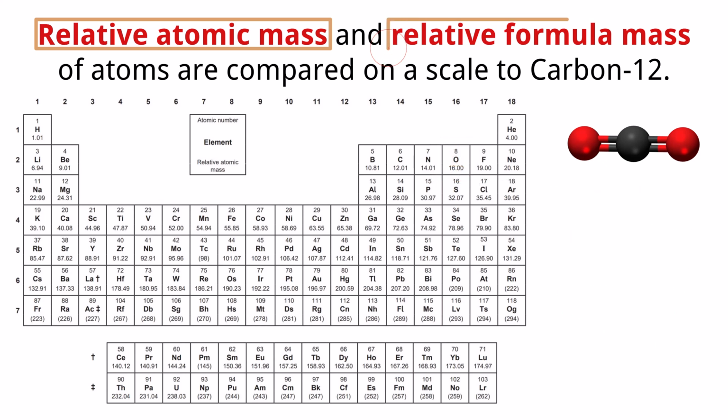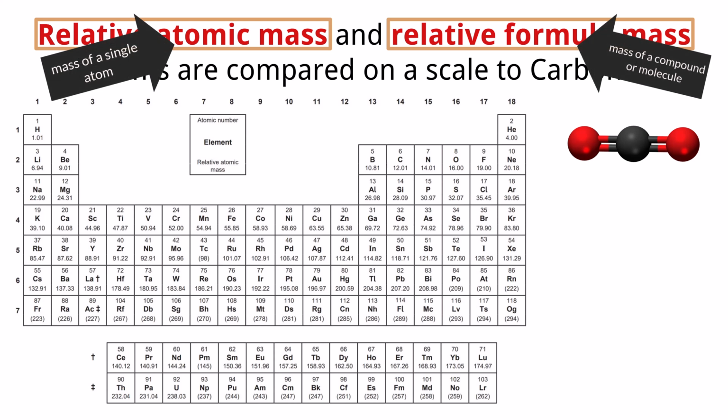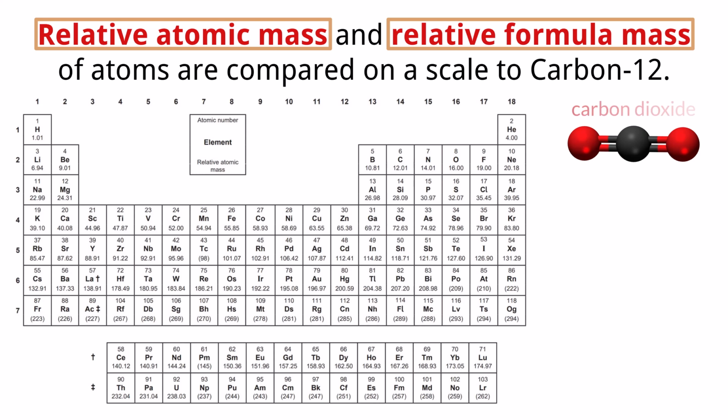So what about relative formula mass? This is the exact same concept as the relative atomic mass, except it is for a compound or molecule with a more complex formula than a singular atom. Take this carbon dioxide molecule, for example. There is 1 carbon atom and 2 oxygen atoms.